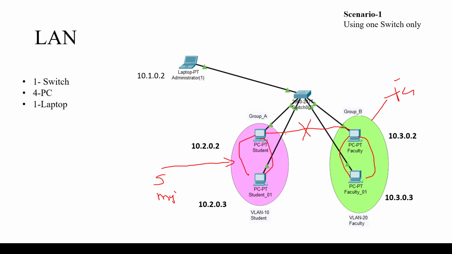Okay, so you can say a VLAN can spread across multiple switches as well. That is our next scenario. But right now we are configuring the VLAN with the help of one switch only. Okay, so see, these are the physical devices. Now what are we going to do?